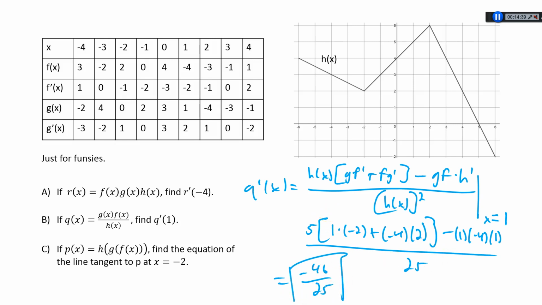Wow. I'm going to check my algebra on that one. I'm confident in this one. That one was pretty quick. I'm not sure if that simplified out right. All right, let's try C.